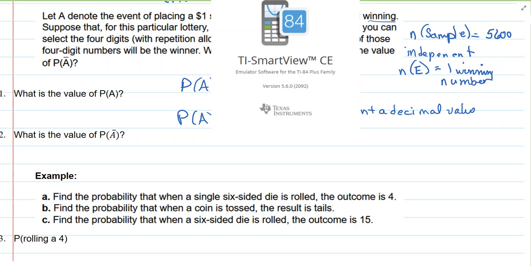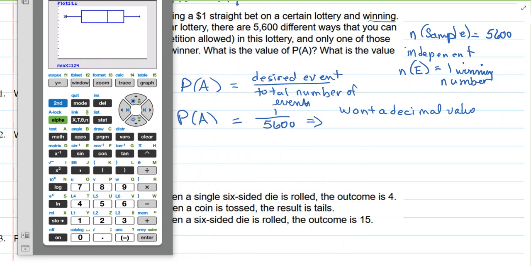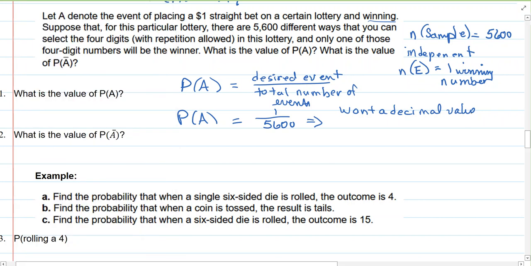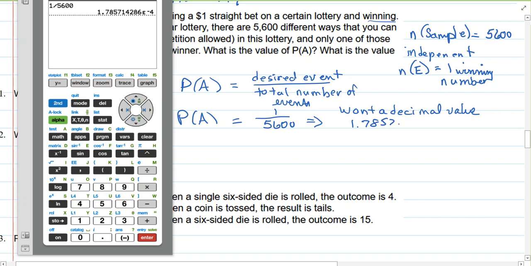I'm sorry, I didn't have it up. And you can see it's from our last section. So I'm on my home screen because it's done on the home screen. So I'm going to enter the 1 because a fraction is undone division divided by the 5600. And I get this. Now, the reason this is important is because it is not a 1.7857 blah, blah, blah. It is an e to the negative 4. So this means, this guy right here means decimal moves 4 places to the left.